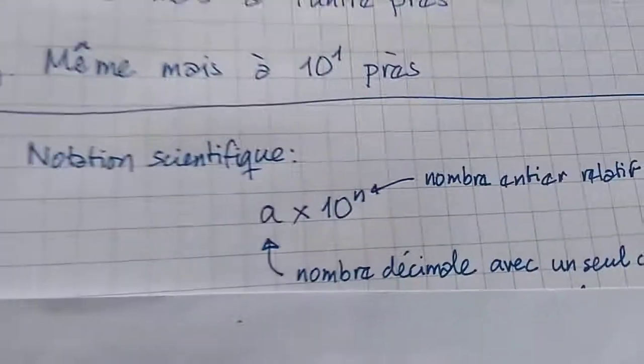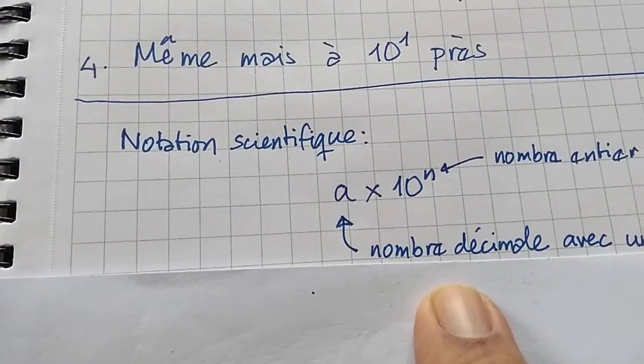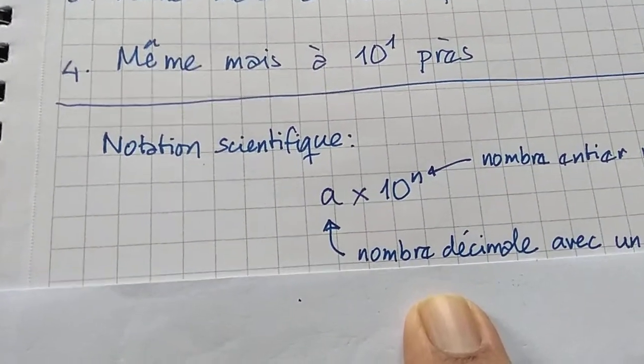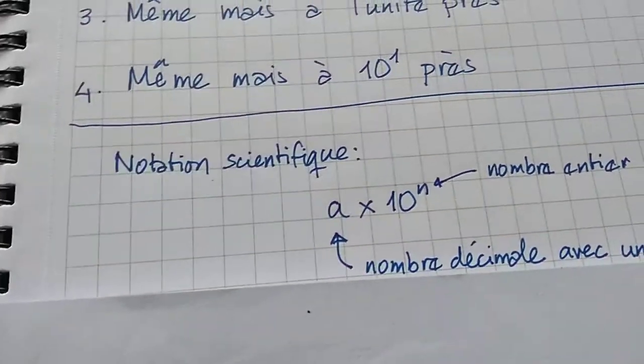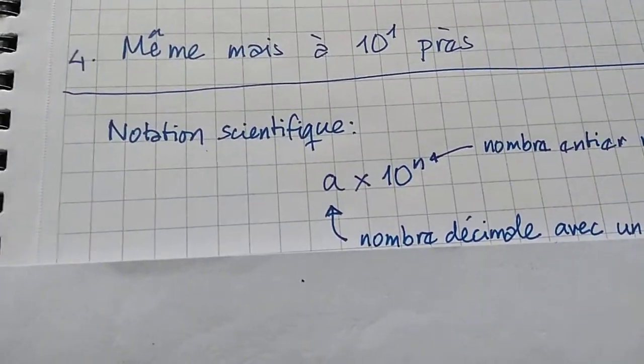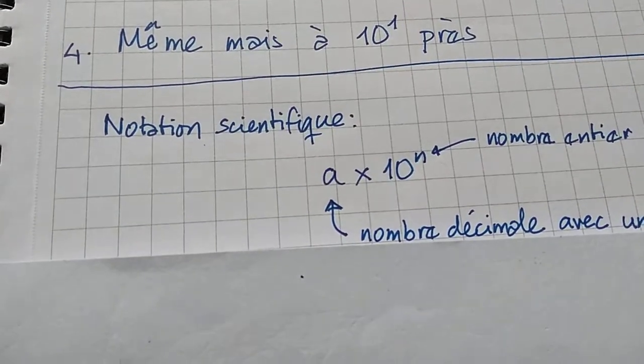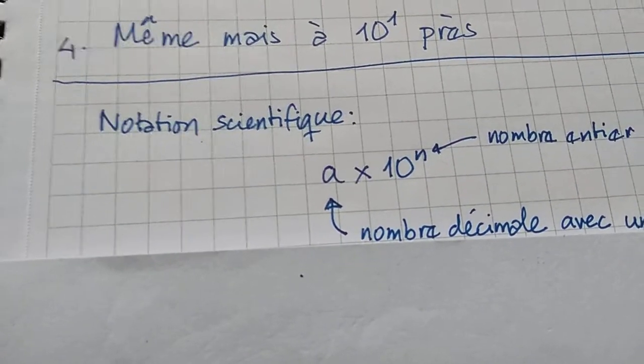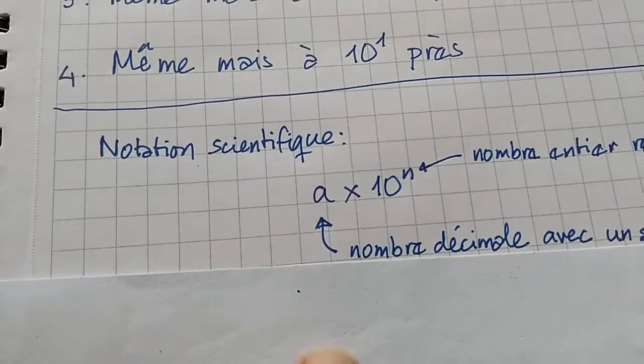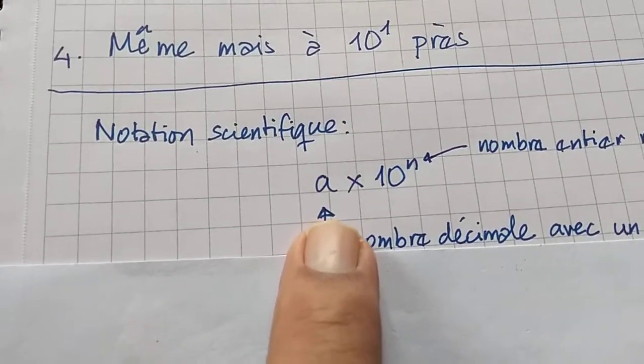So notation scientifique is a way of writing any number, and each number can only be written in one way in scientific notation. There are not two or more ways for every number. We will see that very shortly.